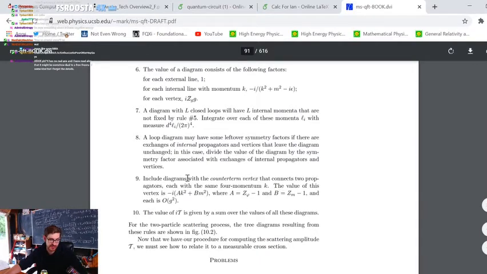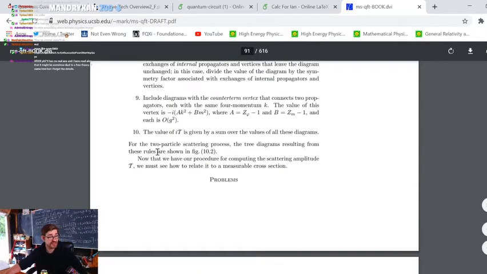Again, we're going to sprinkle these different vertices into the middle of the propagators, which for us, we only have 3 propagators, so that makes it a little bit easier. And then we can include those as extra diagram contributions. The value of i times the squiggle T, that scattering matrix element, is given by a sum over the values of these diagrams. So this is for the two particle scattering process, 2 in, 2 out.